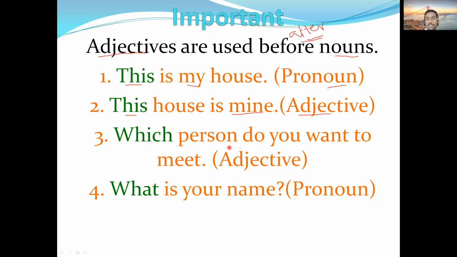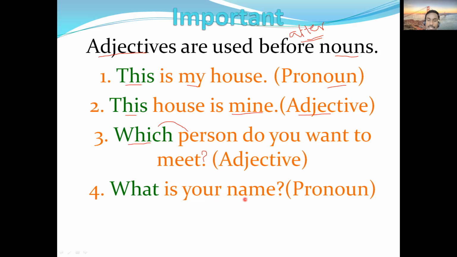And next, which person do you want to meet? Here it should be a question mark. Okay, this is not a sentence. Which person do you want to meet? So which is an adjective, because it is describing the noun person, and it is an interrogative adjective.